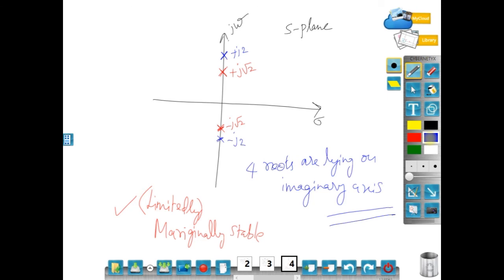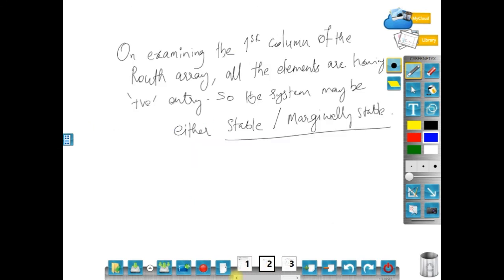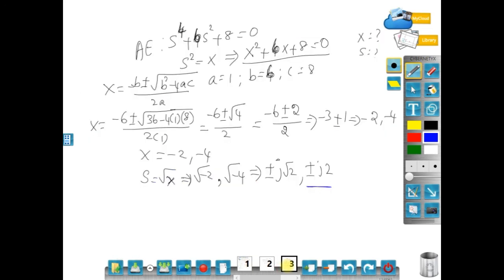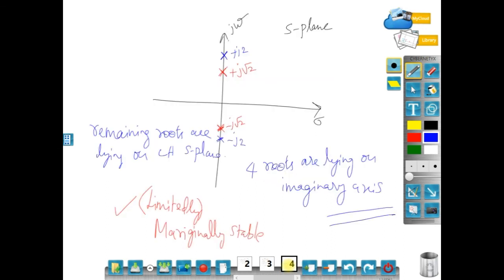And the location of the roots are, 4 roots are lying on imaginary axis, and of course, remaining roots. So I'm writing the remaining things here. Remaining roots are lying on where? Left half of S-plane. Yes, because you need to observe the Routh array. The first column of the Routh array is not having any negative entry. All the values are having positive entry, so the remaining roots may be present at the left half of S-plane. This is the solution, right?